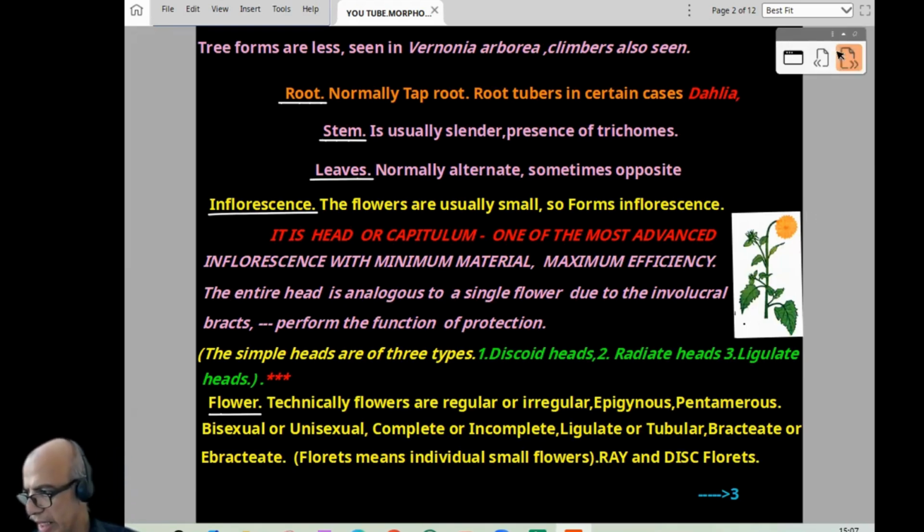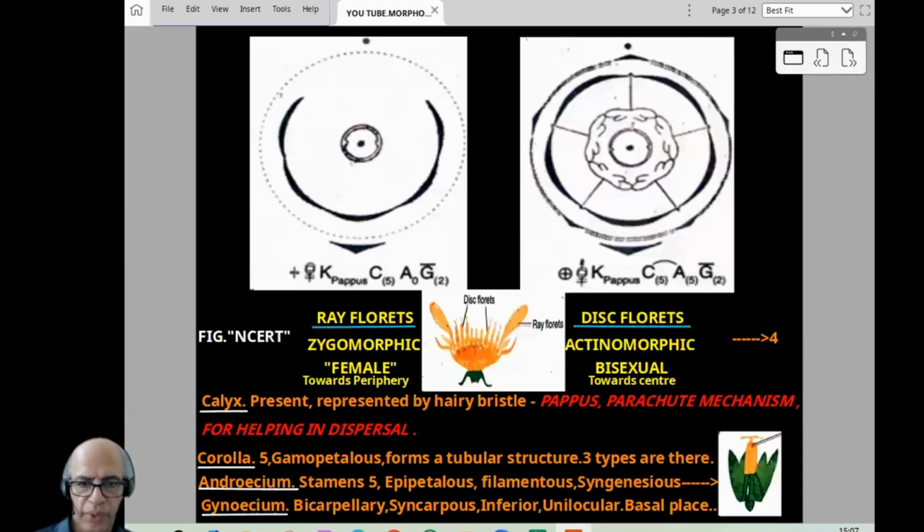Then after that, an area of question: comparison of ray and disc, differences, which is male, which is bisexual, and the formula, etc. Then calyx, that is present. It may be converted into bristles, pappus, a parachute mechanism for dispersal. Corolla 5, then forms a tubular structure. 3 types will be there.